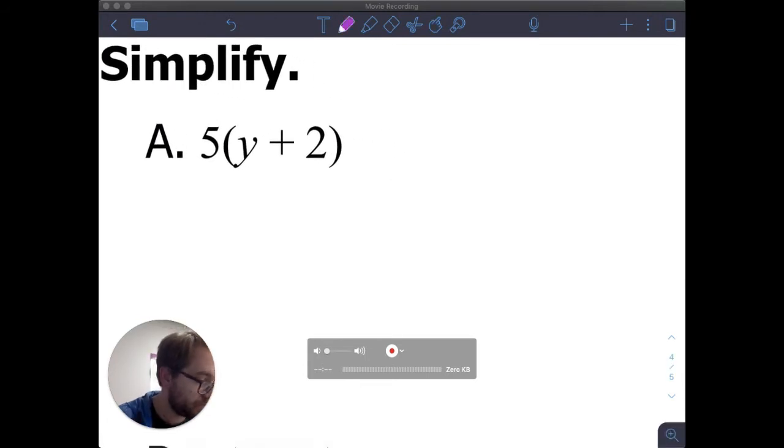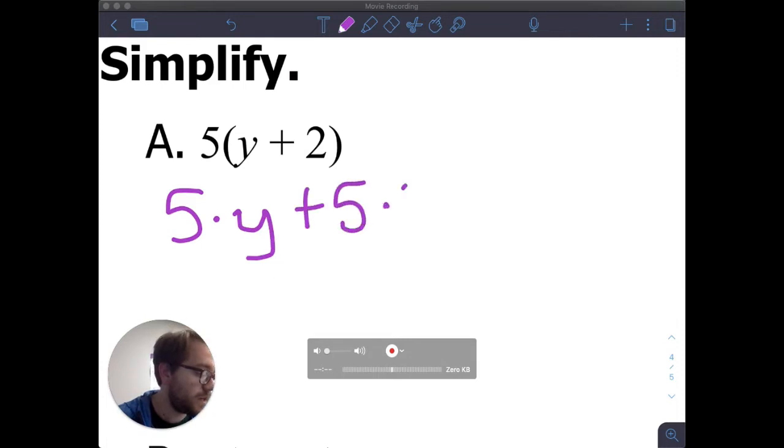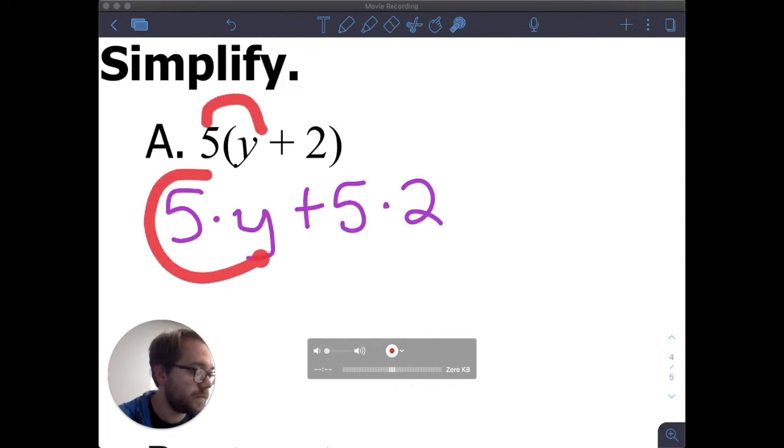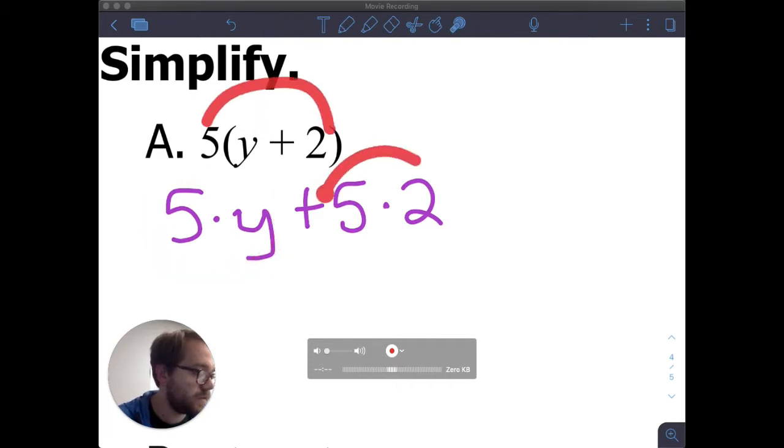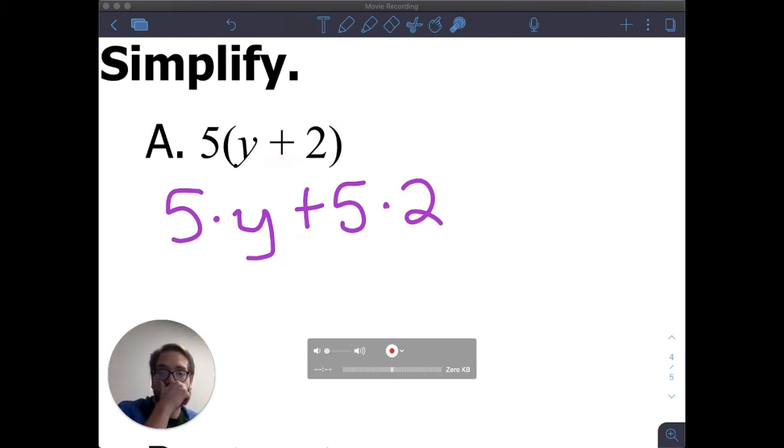A says 5 times (y + 2). Okay, so 5 is on the outside, and so that's what's going to be multiplied times the y and times the 2. So that's 5 times y plus 5 times 2. Okay. So notice I took 5 times y, 5 times 2, and then the plus stayed the same. That plus is there.